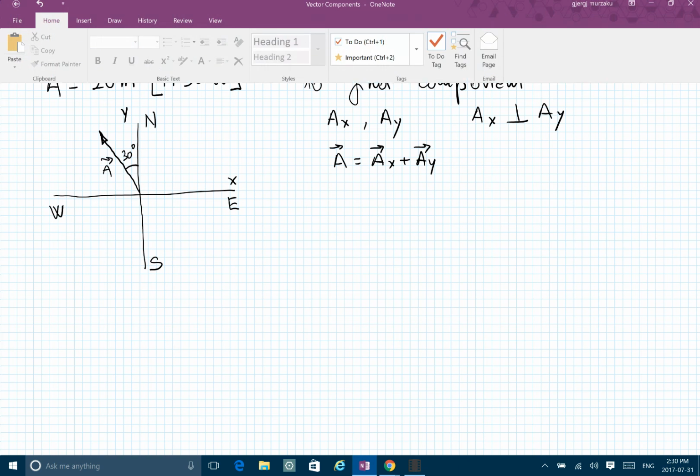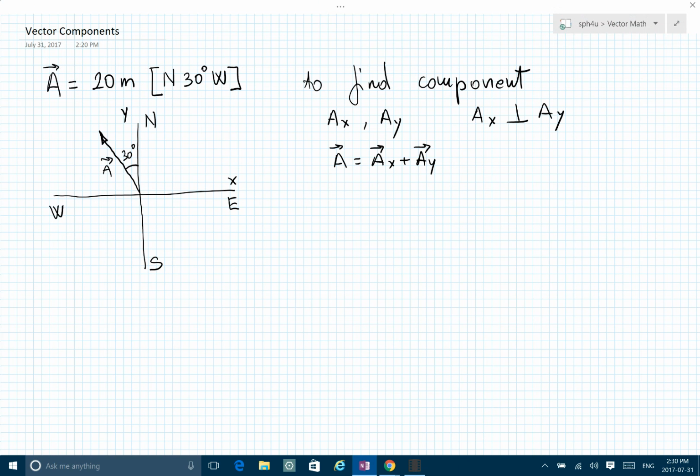Well, we draw a right angle triangle with hypotenuse our vector, and this is AY. This one here is AX. So let's find the components. Now it turns into a right angle triangle problem, which we are very comfortable to work with. Remember, this is AX, this is AY, and this is just vector A, and this is the angle, 30 degrees, in general theta.